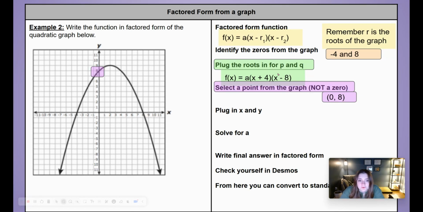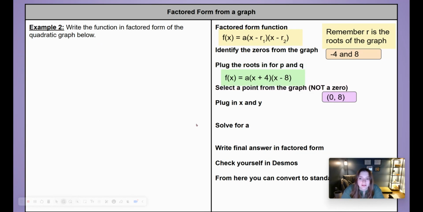So we're going to choose 0, 8 because it's on our graph. As you can see, it's touching our line, and it has an x of 0, and it's not a zero, right? So now we're going to plug everything in. We're going to plug in x and y. We've moved our graph out so we can start solving. You're going to plug it into that formula that we stole from the star chart. F of x is equal to a, parentheses x plus 4, parentheses x minus 8, right? Because those are our zeros. So we plug those in.